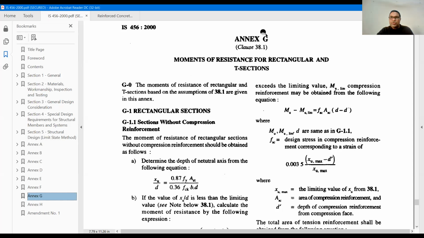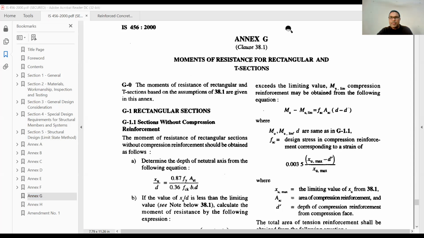Here in the IS code, if you go to page number 96, on this Annexure G, you can see if we refer to this clause, which is G1, to determine the depth of neutral axis from the following equation. So we can determine the value of xu from this equation, which says xu by d is equal to 0.87 Fy into Ast upon 0.36 Fck into b into d. If we cancel d by this, we actually get the formula to calculate the value of xu.